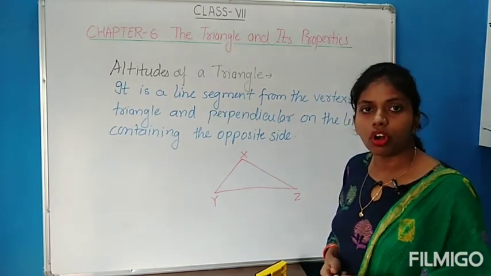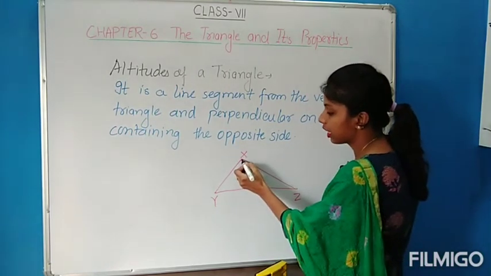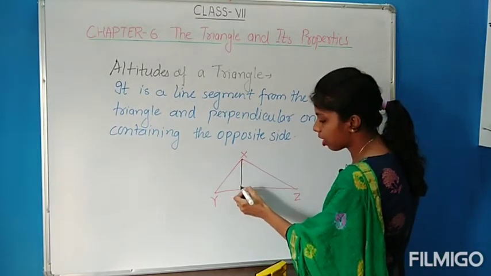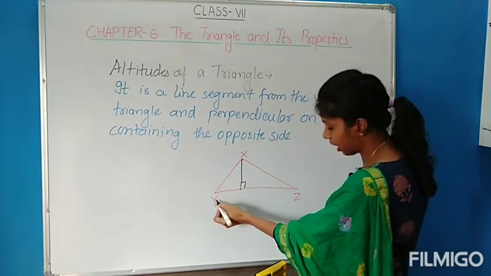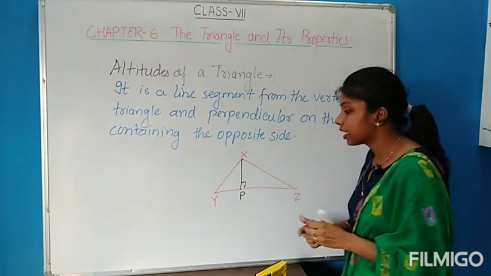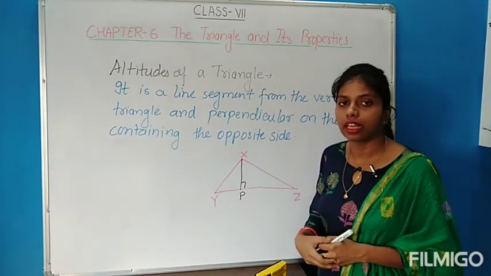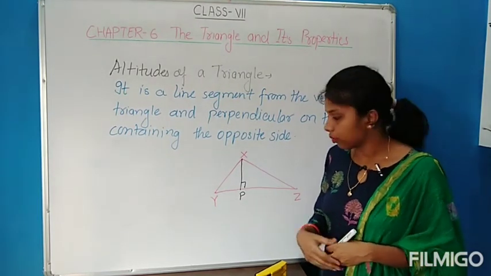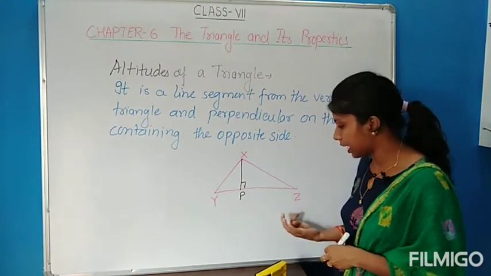I am going to draw a perpendicular line from any vertex. Suppose it is X. Suppose this is a perpendicular line from vertex X and it cuts the side YZ at the point P. This means XP is an altitude of this triangle. We can also draw two more altitudes from the vertices Y and Z.